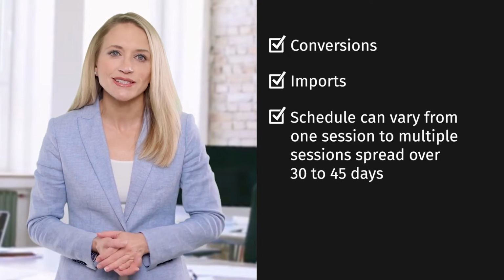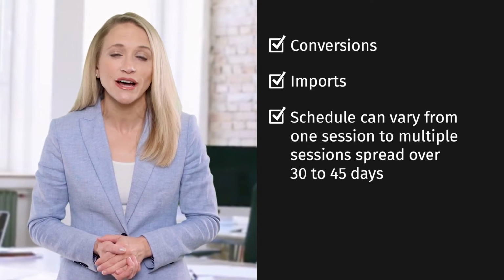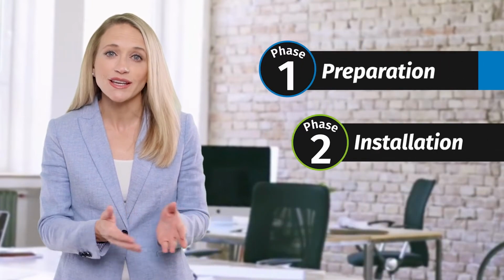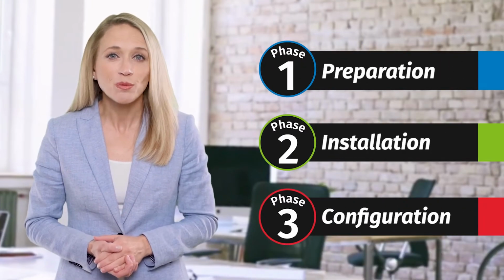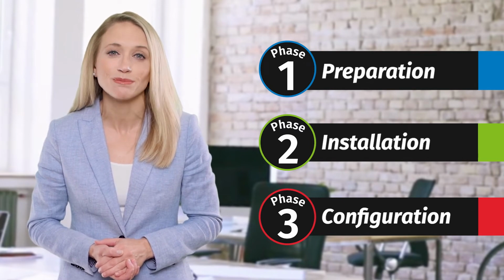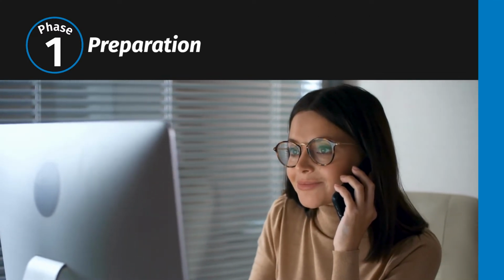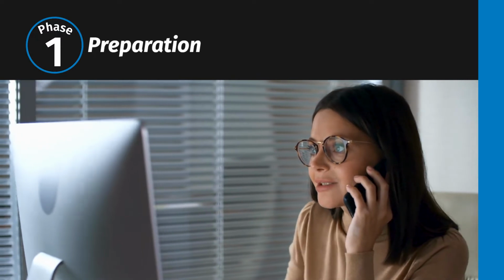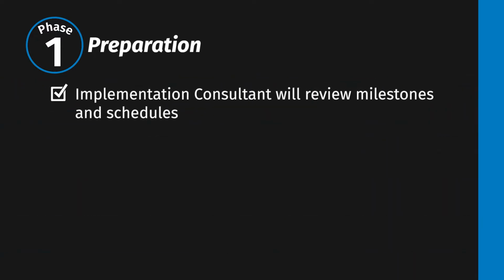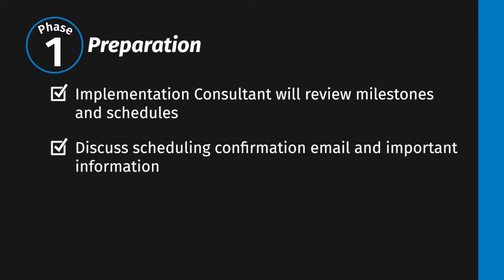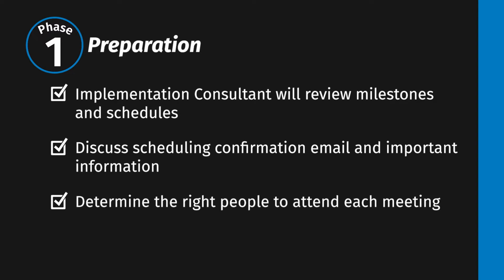Just like the entire project has 3 phases, implementation is also divided into 3 phases: preparation, installation, and configuration. Your progress through the implementation is tracked using milestones. Let's first look at the tasks and topics typically covered during preparation, which starts with an initial call. Your implementation consultant will review your milestones and scheduled events. They'll discuss your scheduling confirmation email and the valuable information it contains. They will also tell you who should be involved in each implementation event. After all, it's important to have the right people attending the right meetings.